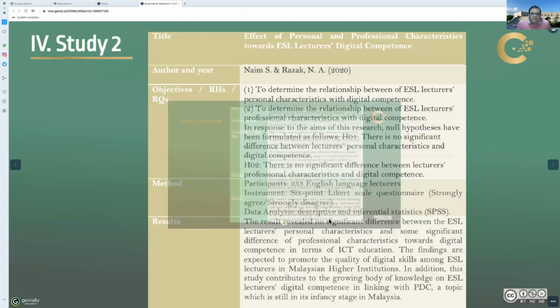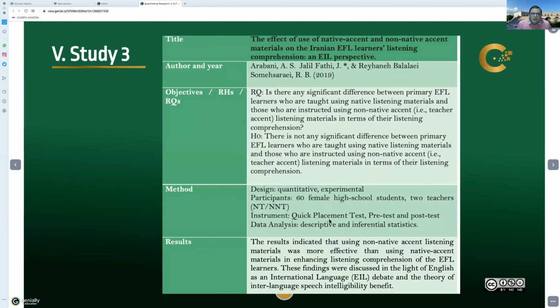And finally, I'm going to describe a little bit about this 2019 study, which is about the effect of use of native accent and non-native accent, like mine, materials on Iranian EFL learners' listening comprehension and English as an international perspective. There's a debate about that, of course, but I won't be talking about this debate. The important bit is that Arabani, Reihani, etc., stated the objectives here.